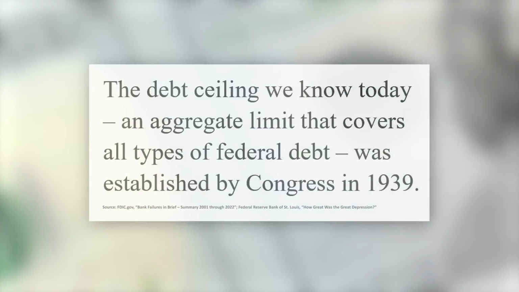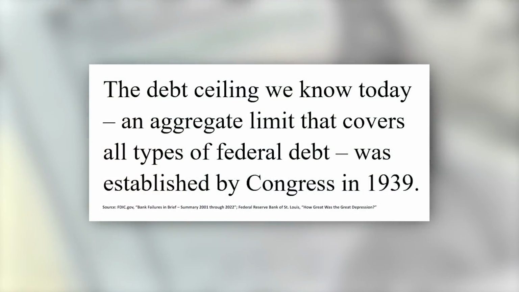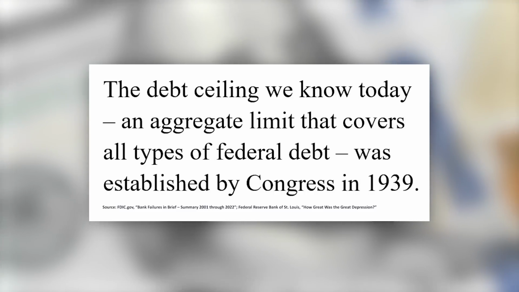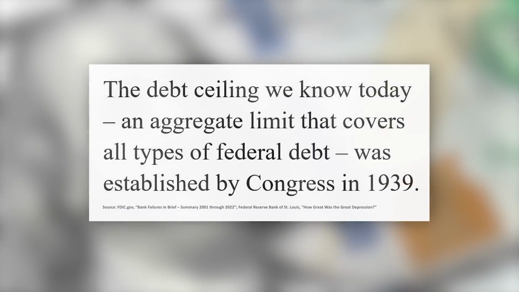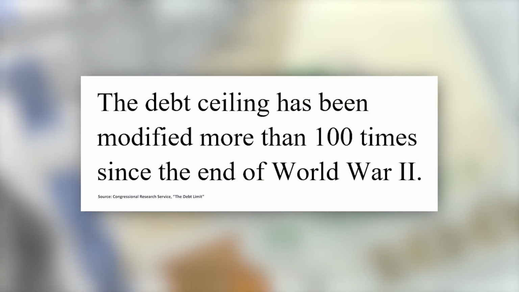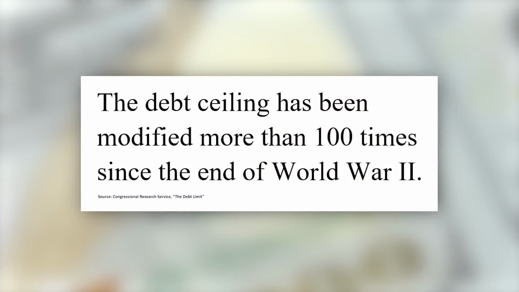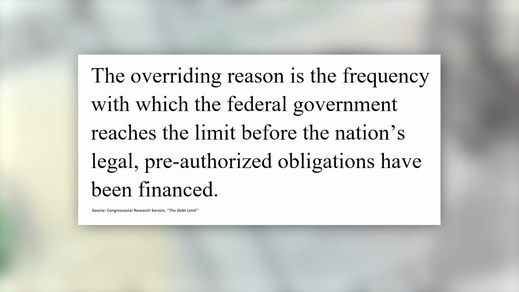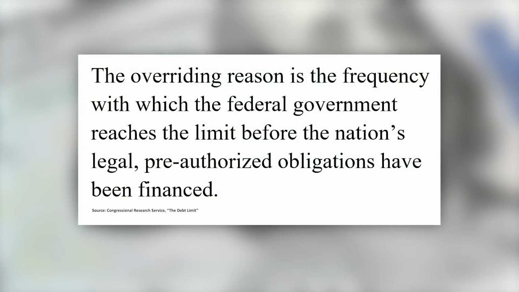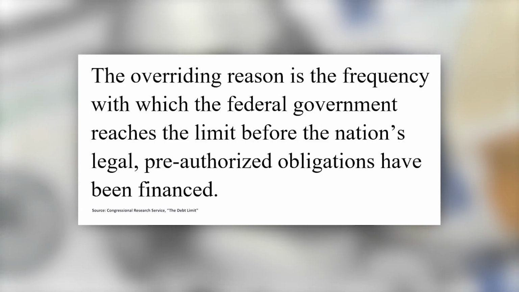The debt ceiling we know today, an aggregate limit that covers all types of federal debt, was established by Congress in 1939. The debt ceiling has been modified more than 100 times since the end of World War II. The overriding reason is the frequency with which the federal government reaches the limit before the nation's legal pre-authorized obligations have been financed.